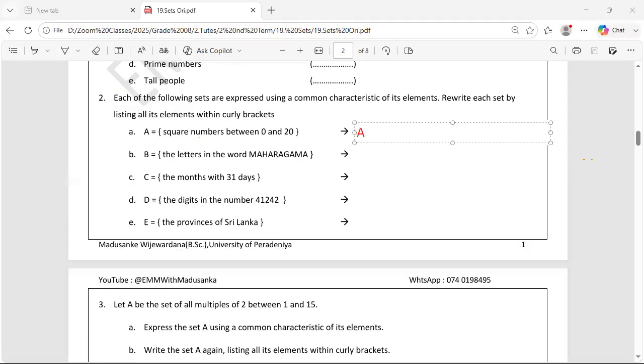So what you have to do is A equals open curly bracket, close curly bracket. Inside this curly bracket, you have to write down the elements separated by commas. I will write the square numbers between 0 and 20. First square number is 1, because it is between 0 and 20. Second square number is 4. Comma. Then write B, then C, then D, then E.